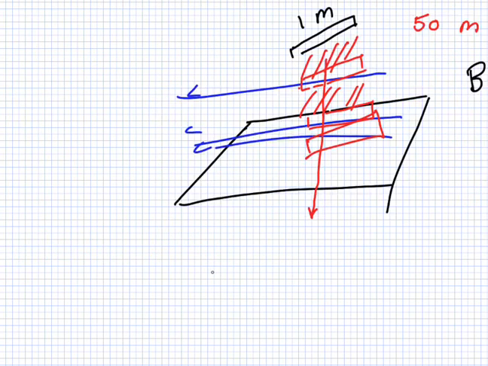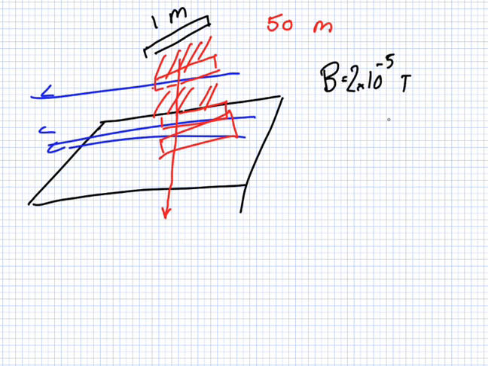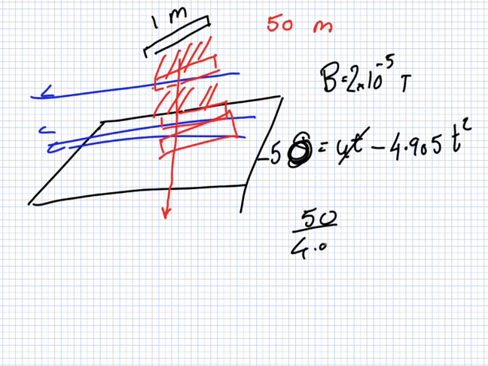So if we look here, the first thing I need to do is get the time. So we'll go with S equals UT, plus a half AT squared. I didn't tell you this, but it starts at rest. So that's minus a half times 4.905 T squared, wait, minus a half A, and the S I actually know is 50, so minus 50 if it's decreasing. So the time is the square root of 50 over 4.905. So what's that, please? 3.193 seconds.